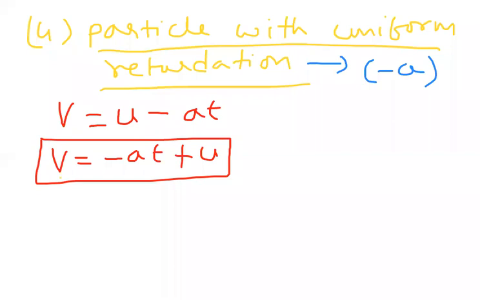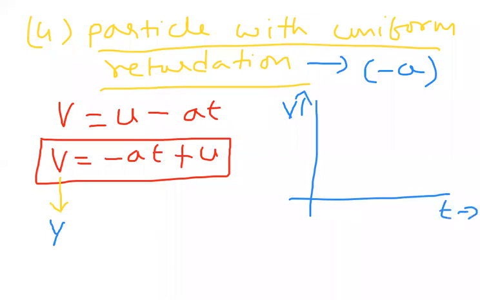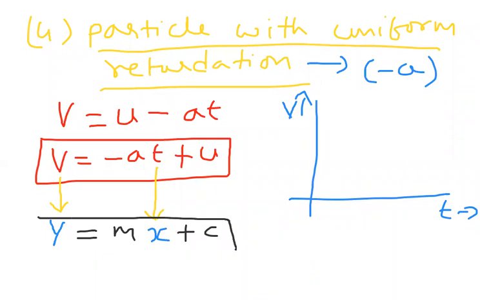Now as usual, the v indicates the y-axis. We are plotting the graph taking velocity on the y-axis and time on the x-axis. Now observe carefully. We know the straight line equation as y equal to mx plus c. From the straight line equation, what is m? M is nothing but minus a. What is c? Plus u.